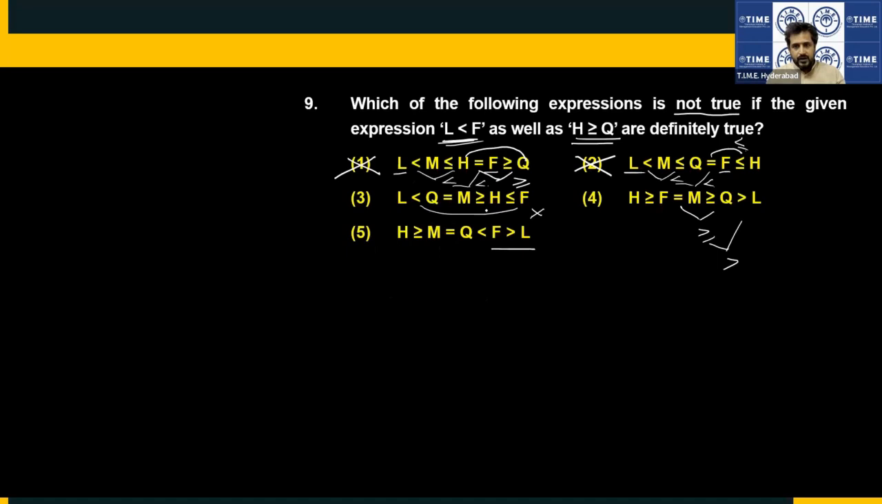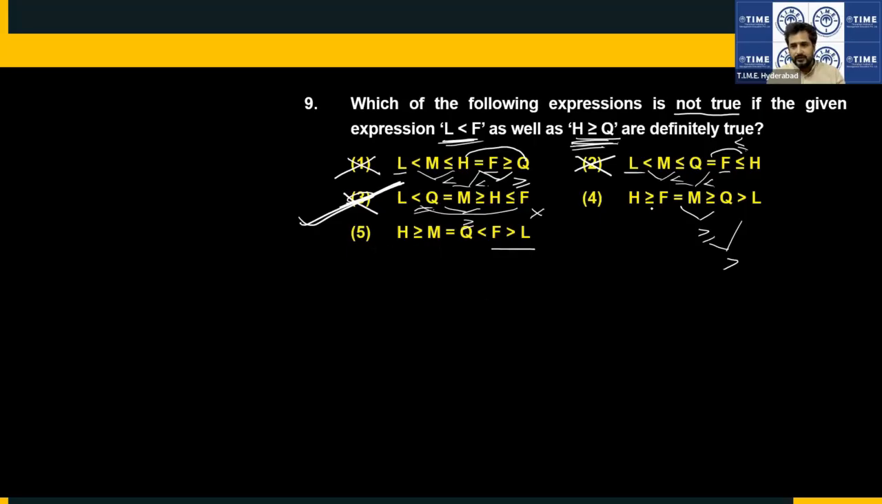Now here, Q greater than or equal to H. Equal to and greater than or equal to is greater than or equal to. Q greater than or equal to H, which means H less than or equal to Q. But we need H greater than or equal to Q. So it is not the choice 3. So choice 3 is my answer, because this expression is not true in this one.